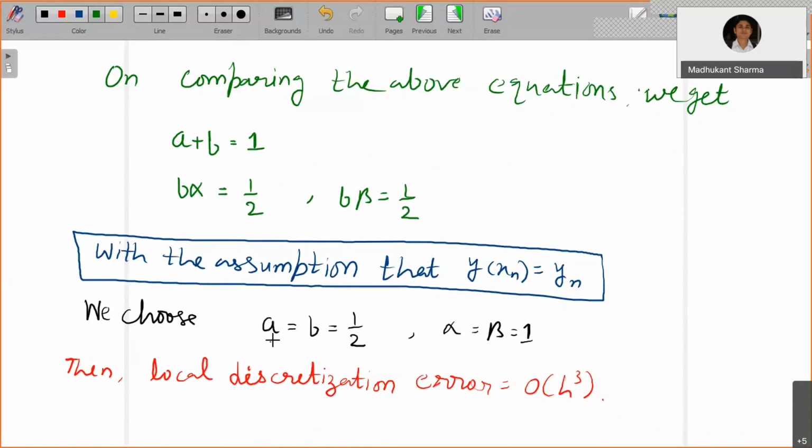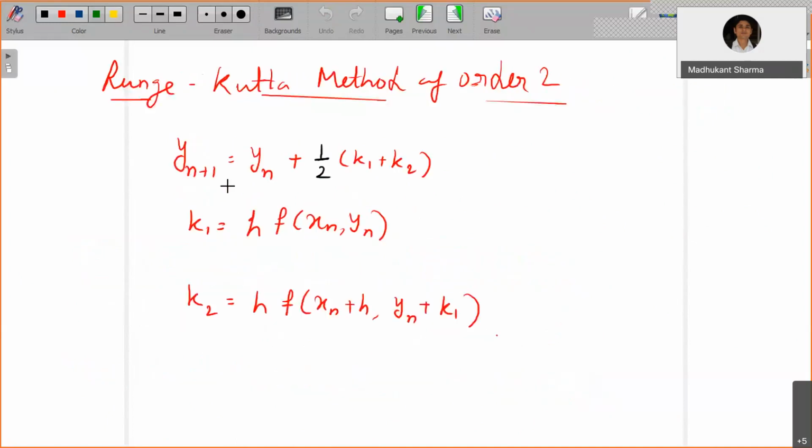So if you fix a value as 1 by 2, b value as 1 by 2, and alpha and beta values as 1, then the method is known as the RK method of order 2. Okay, right. So the RK method of order 2 is yn plus 1 equals yn plus 1 by 2 times k1 plus k2. So a is 1 by 2, b is 1 by 2, so replace. K1 is specifically h times f of xn and yn, and k2 is h times f of xn plus alpha, which is 1, comma yn plus beta times k1, so beta is 1.